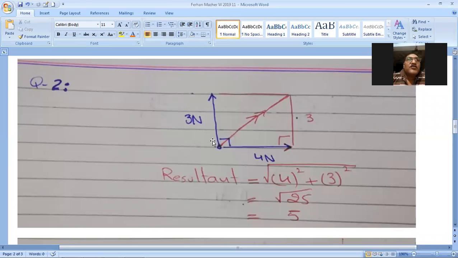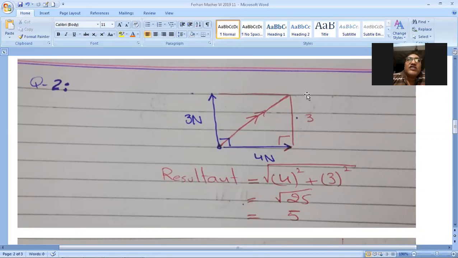Here you see the 3 Newton force and the 4 Newton force. They are making a 90 degree angle with each other. Their tails are joined, so we will use the parallelogram law to find the resultant. We completed the parallelogram. We suppose that these are the two adjacent sides of a parallelogram, and I completed it. The point where the tails of the two vectors were joined, I will join with the opposite corner of the parallelogram, and that will be the resultant.